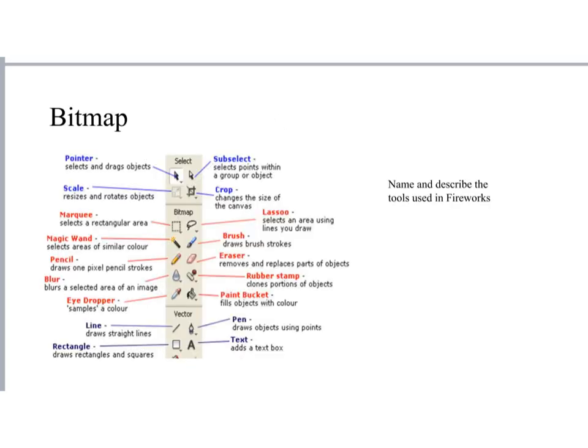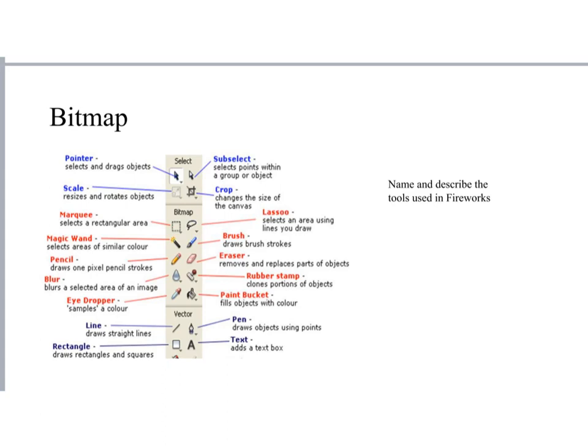Then we moved on to the bitmap unit, and again it's useful to be able to look at the toolbar and name and describe all of the tools that we used in Fireworks. Again, it's a good idea to pause this part of the video in order to have a good look at all of the different icons in order to make sure you can do that. Again, I would advise you to make up flashcards perhaps for this part in order to be able to revise this properly.